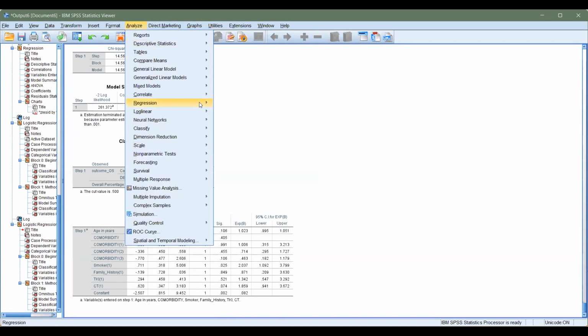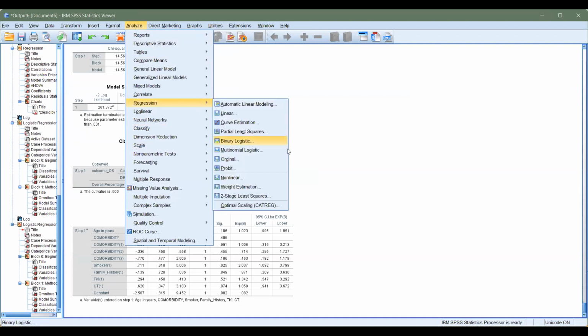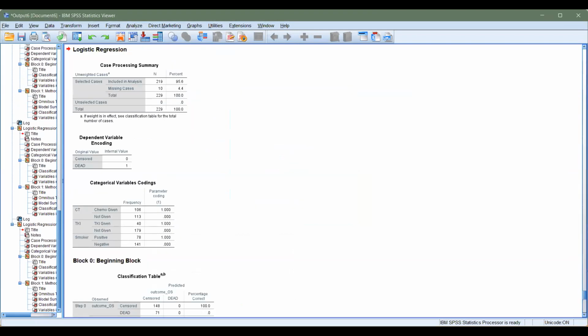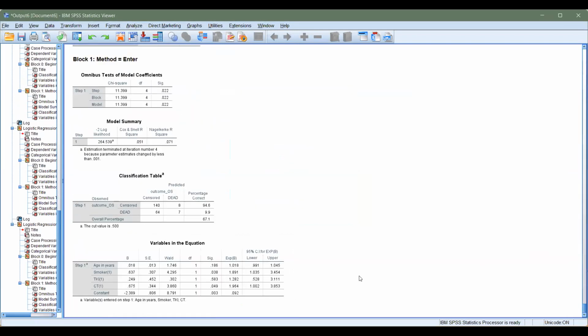So here I'm going to remove now the comorbidity and family history, and then see how it is coming. You have to try these combinations and permutations. So now here you can see with chemotherapy, it has come what?